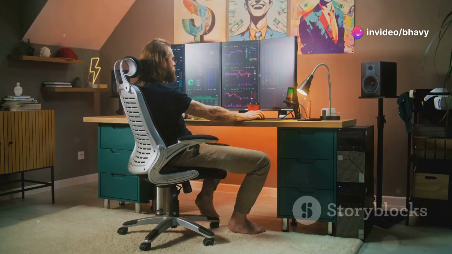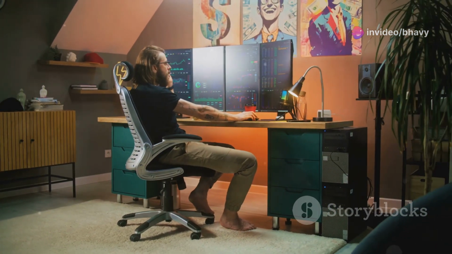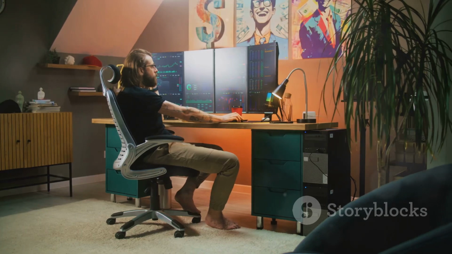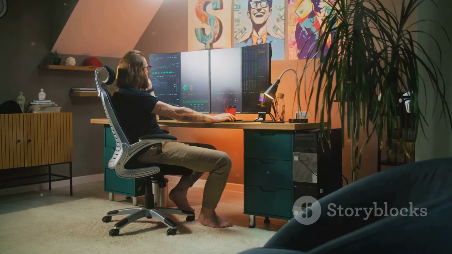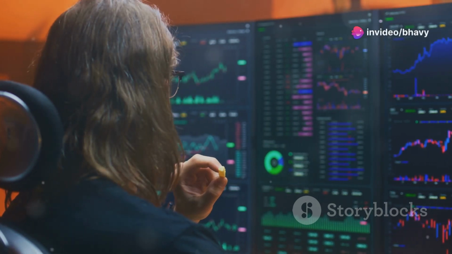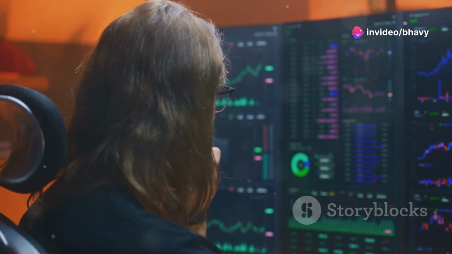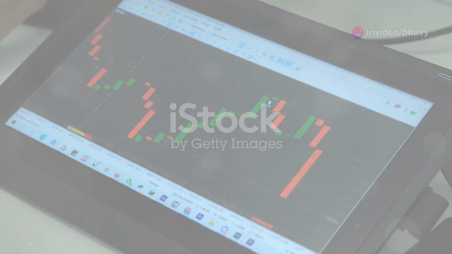Backtest your strategies. Before risking real capital, backtest your trading strategies based on candlestick patterns using historical data to assess their effectiveness and identify potential weaknesses. Remember that mastery of candlestick patterns takes time, dedication, and a willingness to learn from both your successes and failures.